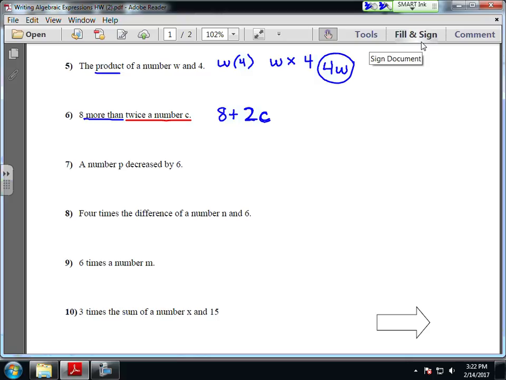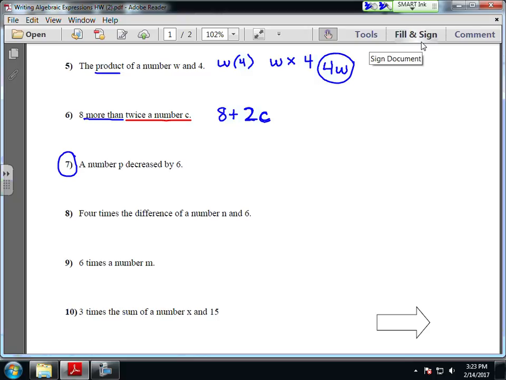All right, go ahead and try number 7 yourself. We're not going to go over it. You need to do it. I need to be able to see what you know. So no one's going to help you or correct it. Everybody try this one on your own. A number P decreased by 6.